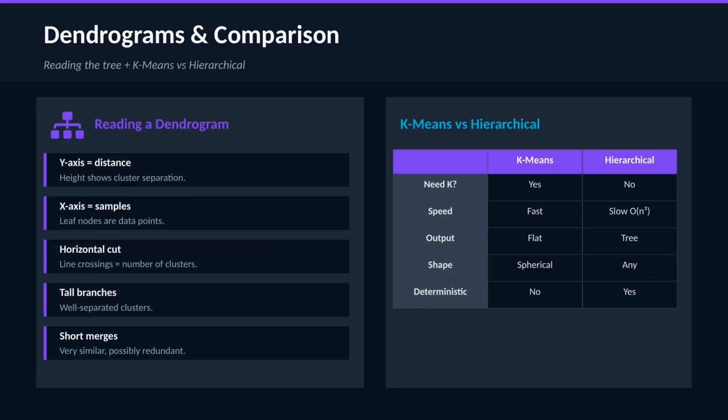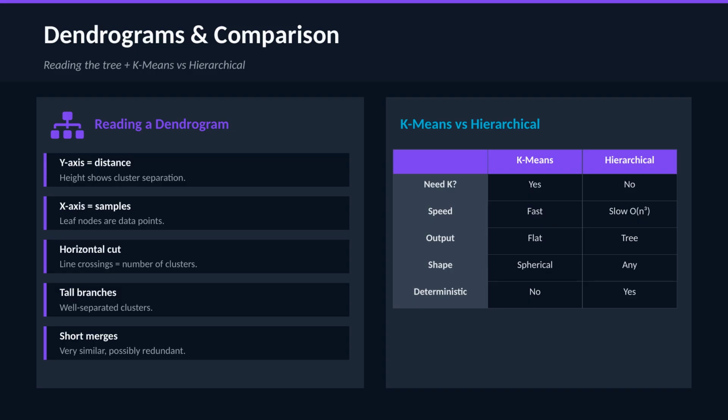Reading a dendrogram is straightforward. The y-axis shows distance. Tall branches mean well-separated clusters. Short merges mean very similar data points. The x-axis shows your samples as leaf nodes. Draw a horizontal line at any height and count how many vertical branches it crosses. That's your number of clusters.